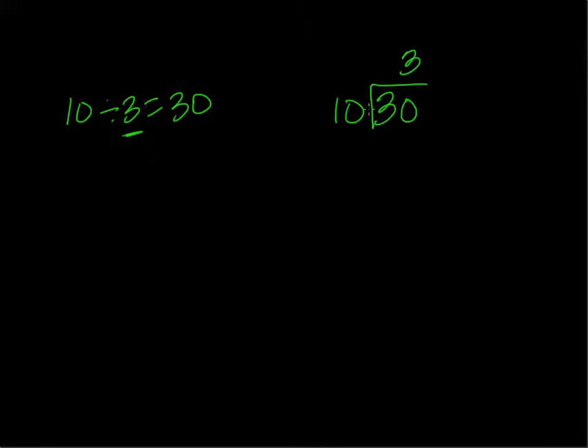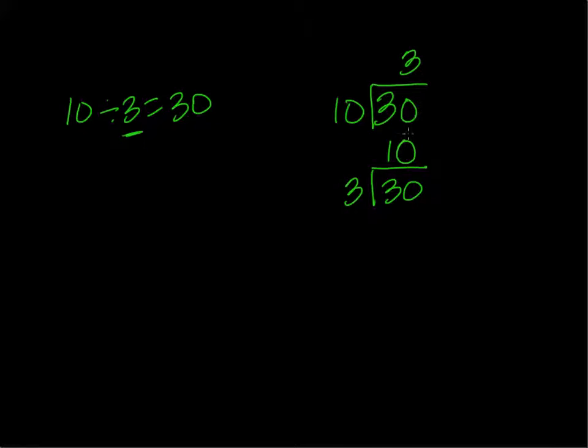Now I can also write the division problem in a slightly different way. I'm still going to divide the 30, but in this case I'm going to use the 3 as the divisor, or the number I'm dividing by, and now the quotient is going to be 10.